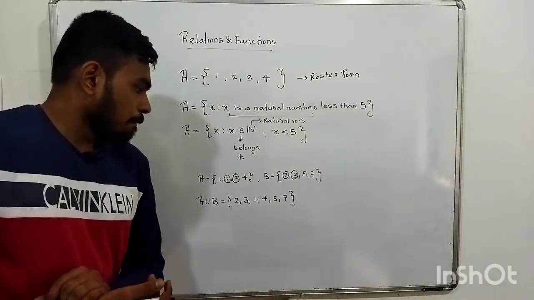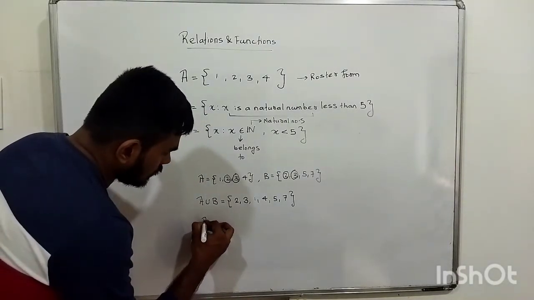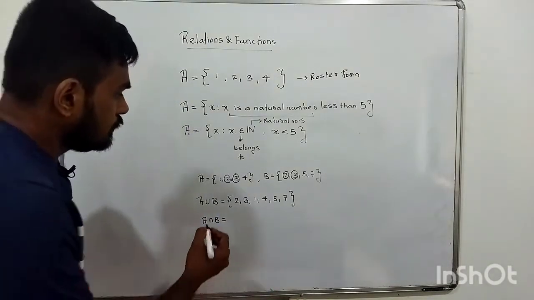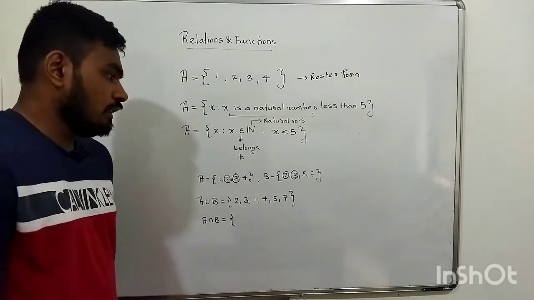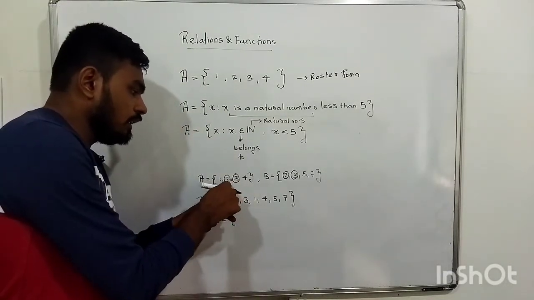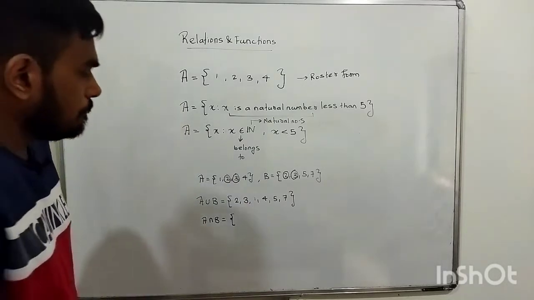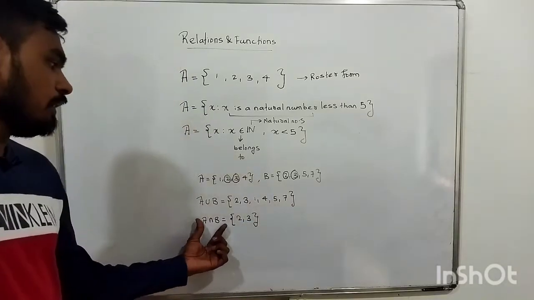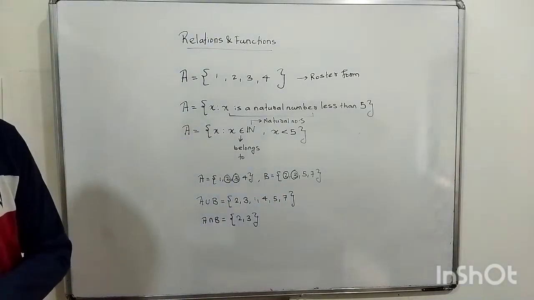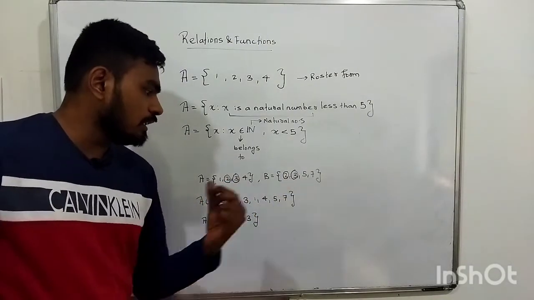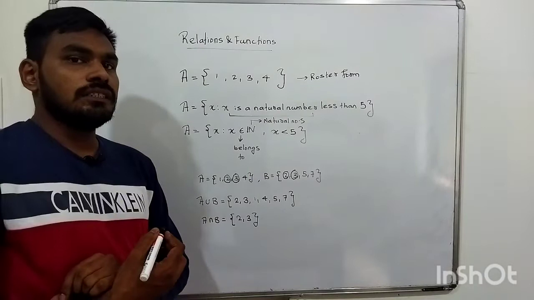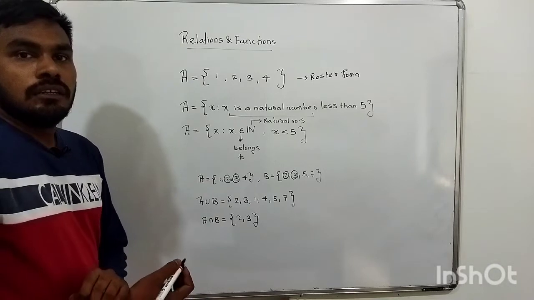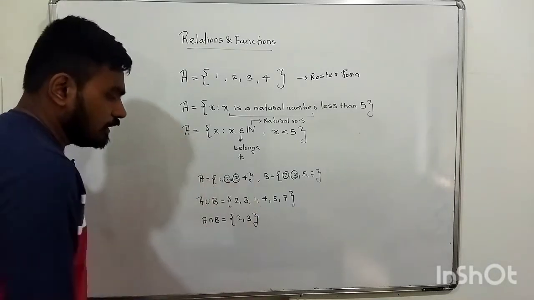Okay. Next, A intersection B. So for intersection, just remember, again we have marked 2, 3 as the common elements. Okay. So the answer here is 2, 3. In A intersection B, only the common elements will come. Okay. In A union B, the common elements along with the remaining elements. Common elements we write just once. Okay. And in intersection, what we do? We write only the common elements.